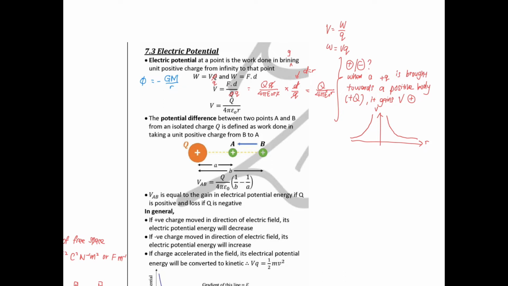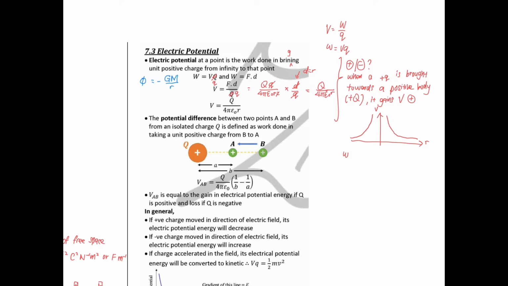Okay, so this is the first situation. That means if it's positive and positive, then it will be positive. Positive charge with a positive charge bring nearer to another positive charge, then the V is positive. Okay, it's positive. So likewise, if it is negative and negative, so then the V is positive. If the charge is the same, then the V is positive.